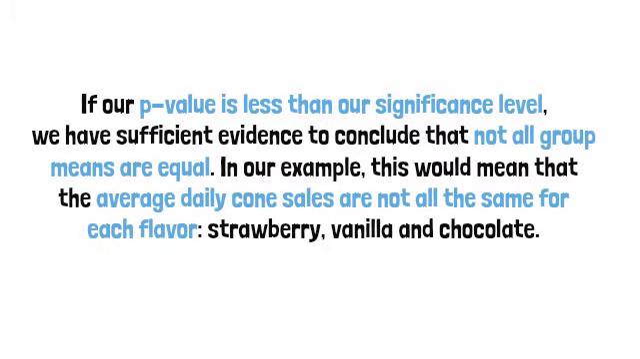So if our p-value is less than our significance level, we have sufficient evidence to conclude that not all group means are equal. In our example, this would mean that the average daily cone sales are not all the same for each flavor: strawberry, vanilla, and chocolate. Now, after getting a significant result, you might wonder which group means are different. That leads to a concept called post hoc testing, which won't be covered in today's lesson, but it's an important next step in the statistical analysis.